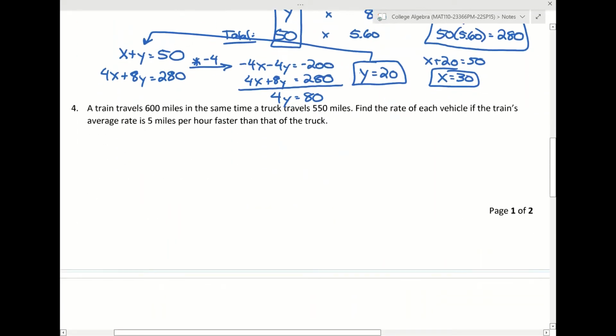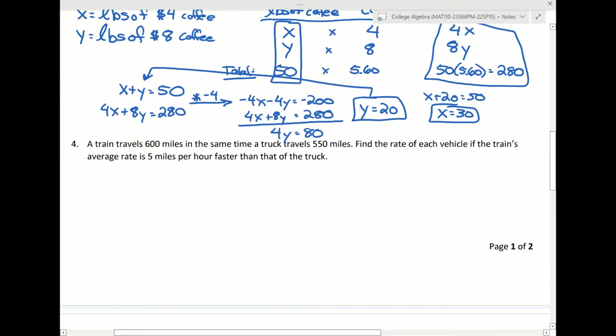All right, let's move on to number 4. It says that a train travels 600 miles in the same time a truck travels 550 miles. So we have a distance equals rate and time problem.